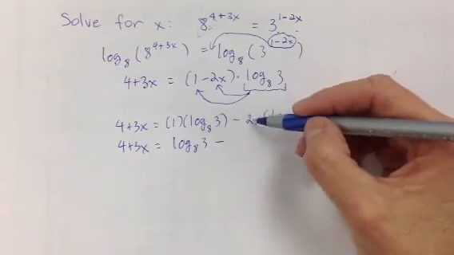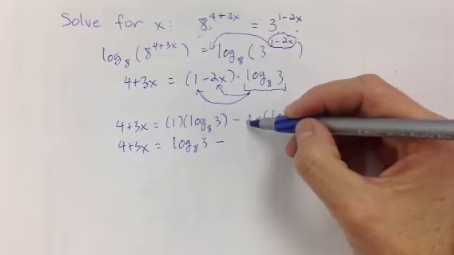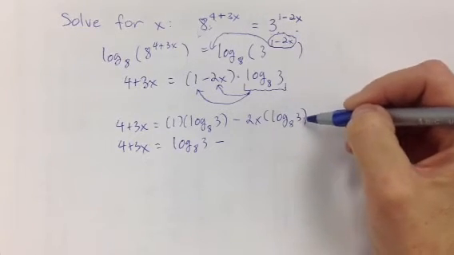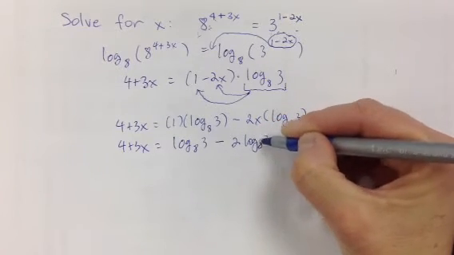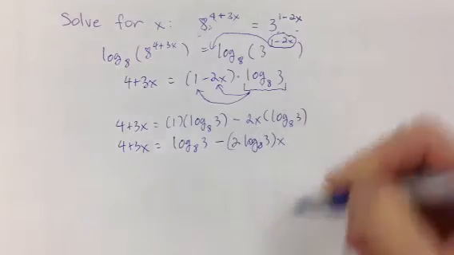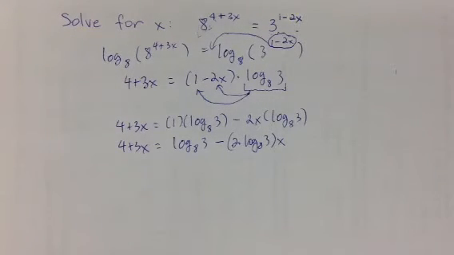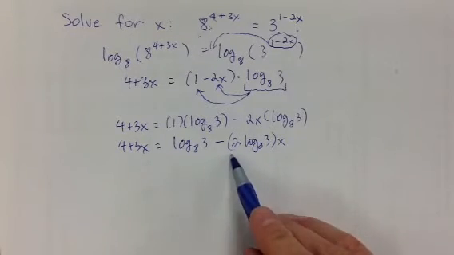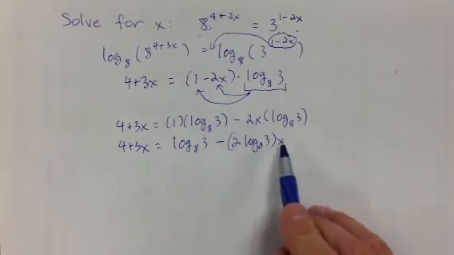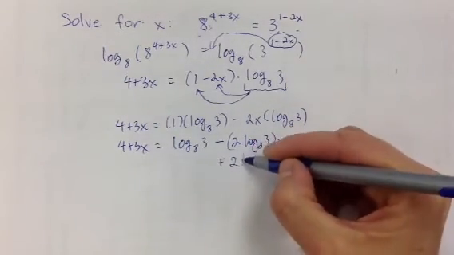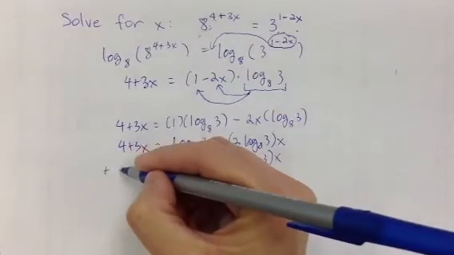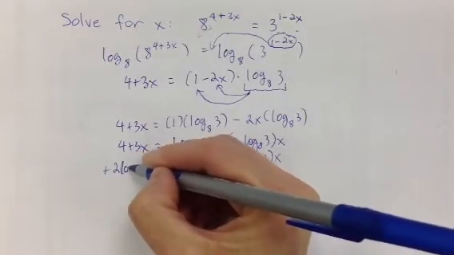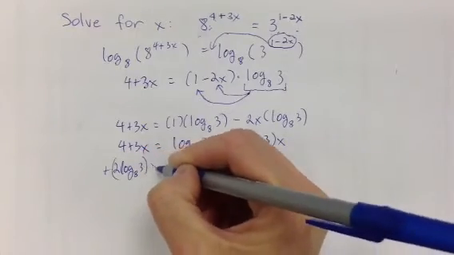I'm going to put like terms next to one another. So I'm going to put the 2 and this other number, log base 8 of 3, next to one another. So I have 2 log base 8 of 3 being multiplied by x. Okay, now I need to get the x's on one side and everything that doesn't have an x on the other side. So I'll add this multiple of x to both sides, so plus 2 log base 8 of 3 times x, plus 2 log base 8 of 3 times x.